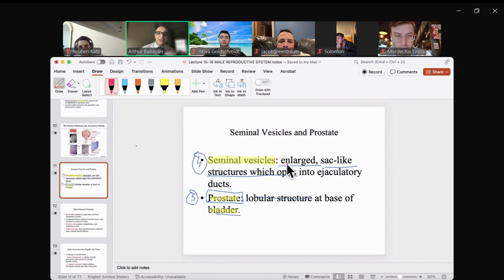Okay, the seminal vesicles are enlarged, sac-like structures which open into the ejaculatory duct. The prostate is a lobular structure at the base of the bladder. We have to speak about that.